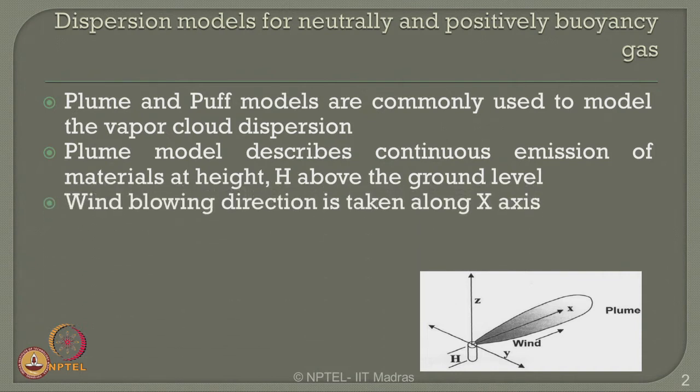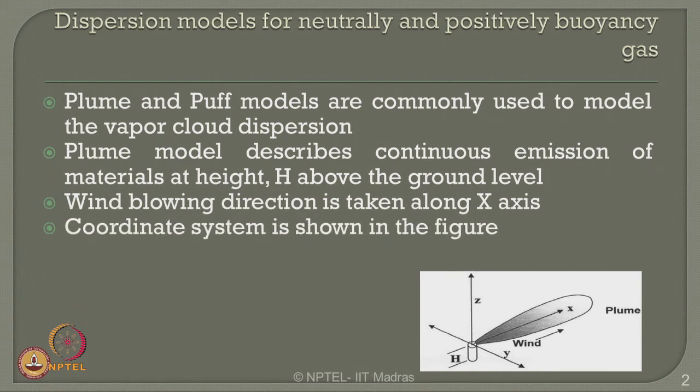The wind blowing direction is generally taken along the x axis, and the coordinate system for estimating the dispersion model for a plume release is given in the figure here, where x is taken along the wind direction, y is taken normal to the wind direction, and z is measured along the altitude or height of the building. So the entire cloud formed by dispersion of the gas from a specific source, which can be a stack of a building, is a plume model which can be estimated from the equations given in the next slides.